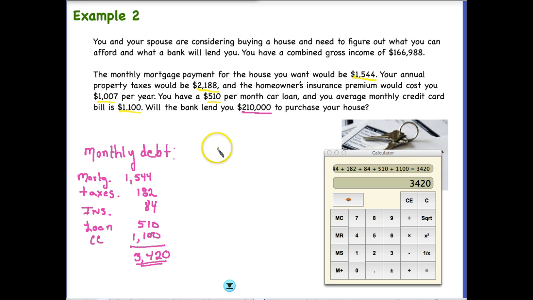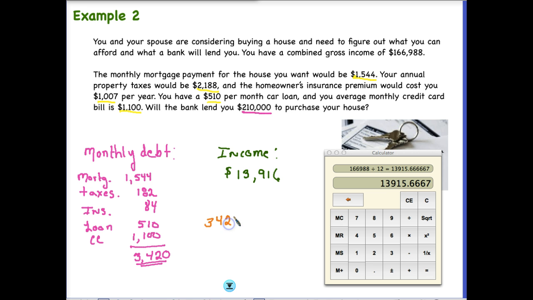So let's look at that. We know that in the course of a year, you're going to make $166,988 combined, and they do look at the combined if you take out the loan together. So $166,988, we'll divide that by 12 to figure out what it is per month. So per month, you guys are doing pretty good. You have $13,916.